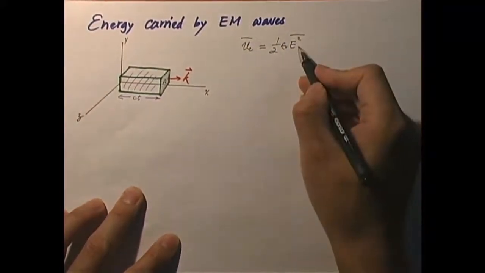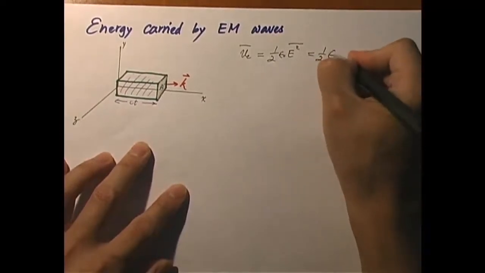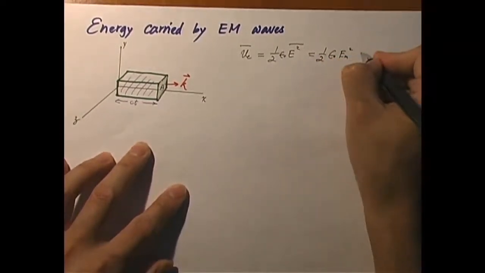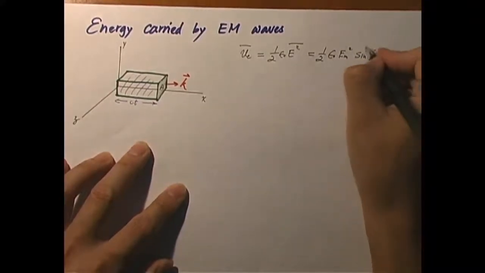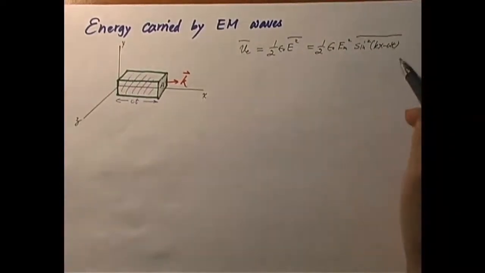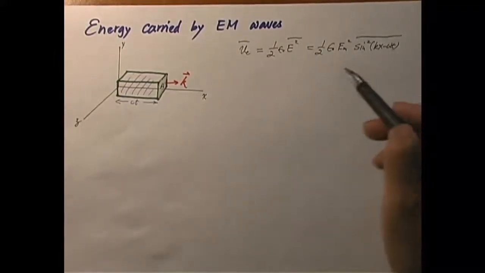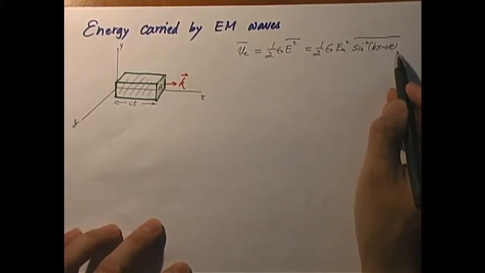Now E is a sine function of space, sine kx minus omega t. So what you need to do is 1/2 epsilon naught E maximum squared sine squared of kx minus omega t, and then average it over space. In other words, you have to average over one wavelength. Once you average over one wavelength, it's the same average repeating over the entire space. So what is the average value of sine squared over one wavelength? Well, we've studied that before. We know the answer is 1/2.